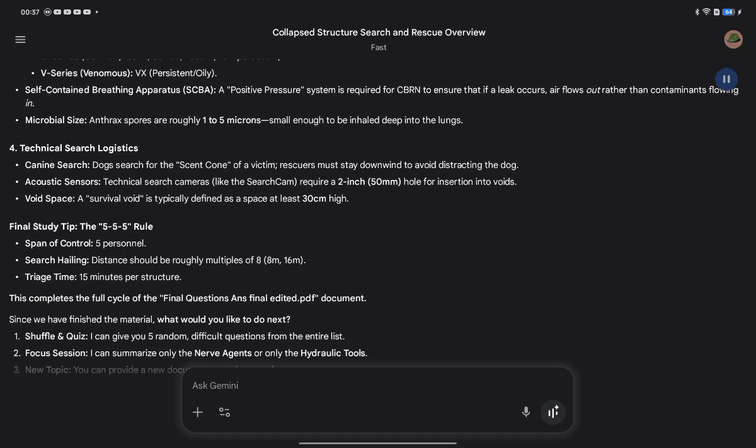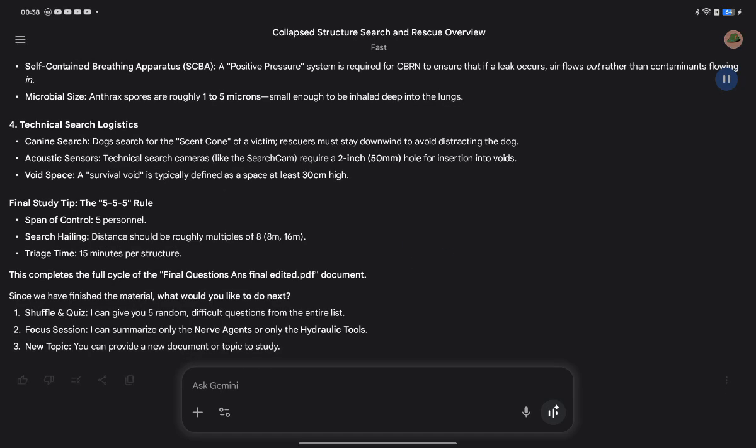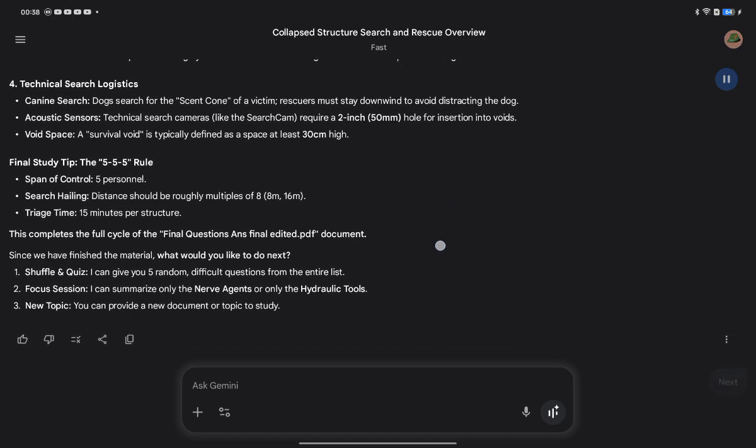Anthrax spores are roughly 1 to 5 microns, small enough to be inhaled deep into the lungs. 4. Technical search logistics. Canine search. Dogs search for the scent cone of a victim. Rescuers must stay downwind to avoid distracting the dog.